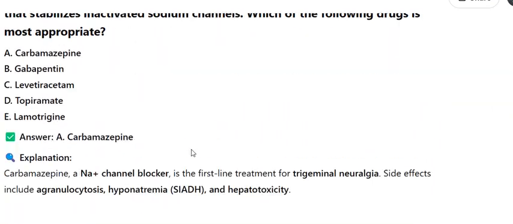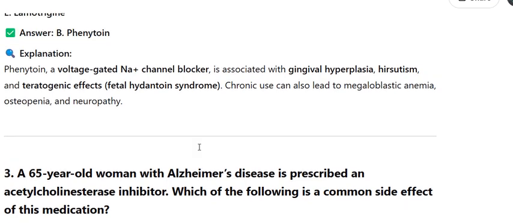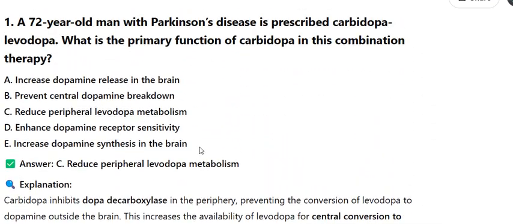Here are 10 USMLE-style pharmacology questions related to neurology, complete with explanations and answers. 1. A 72-year-old man with Parkinson's disease is prescribed carbidopa-levodopa. What is the primary function of carbidopa in this combination therapy?